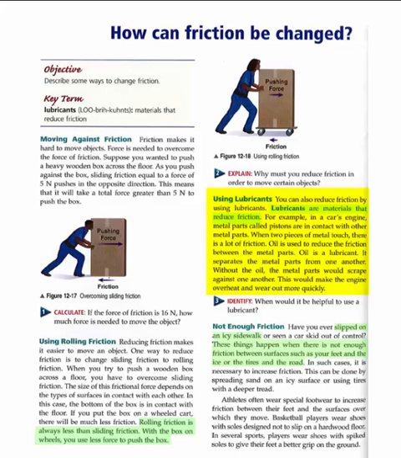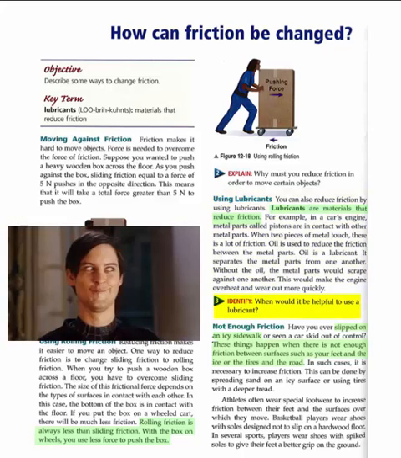Without the oil, the metal parts would scrape against one another. This would make the engine overheat and wear out more quickly. 3. Identify. When would it be helpful to use a lubricant?